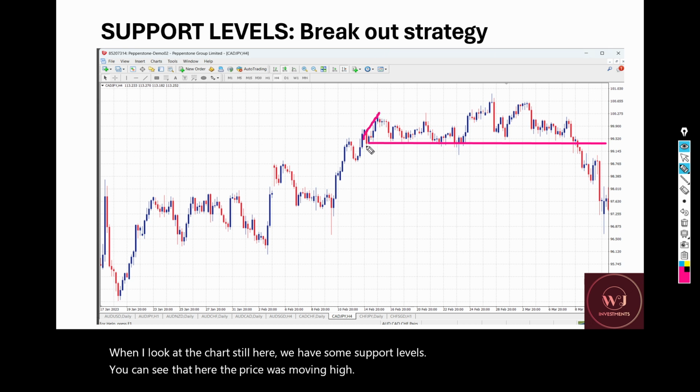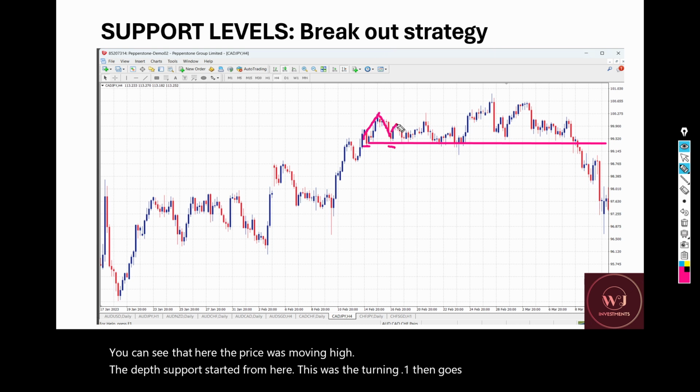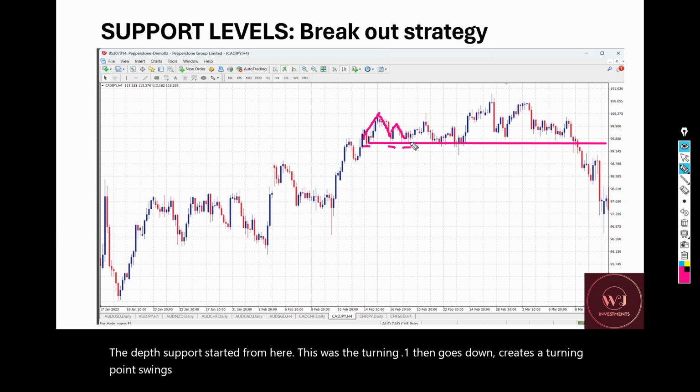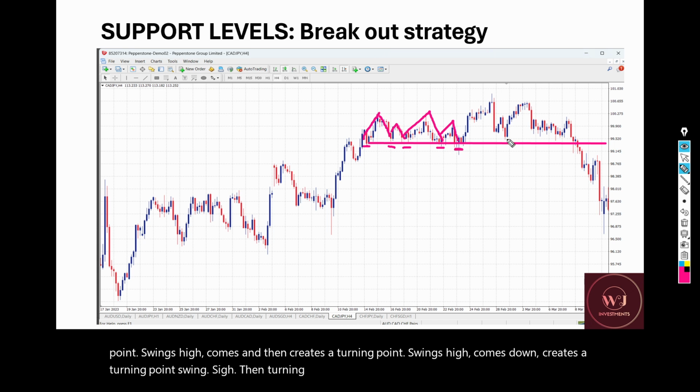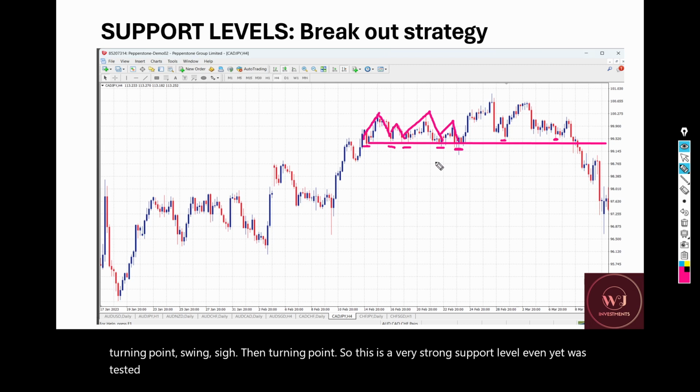The support started from here. This was the turning point 1. Then it goes down, creates a turning point, swings high, comes down, creates a turning point, swings high, then turning point. So this is a very strong support level. Even here it was tested. Even here it was tested. So this is a very strong support level because it has been tested so many times.